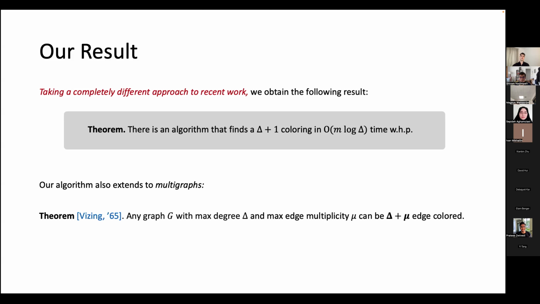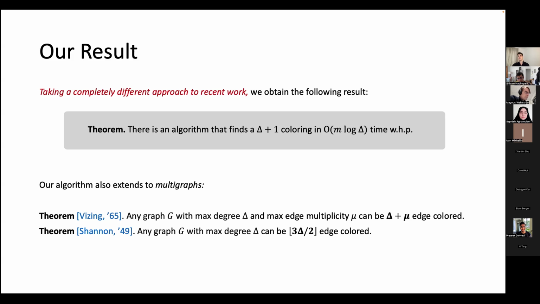It was shown by Vizing, in a generalized version of his theorem, that if you have some graph of max degree delta and maximum edge multiplicity mu, you can compute a delta plus mu coloring. And an even older theorem by Shannon shows that any non-simple graph with max degree delta can be colored with basically 3 delta over 2 colors. Our algorithm extends to these cases as well and gives a near linear time, m log delta running time for these problems too.